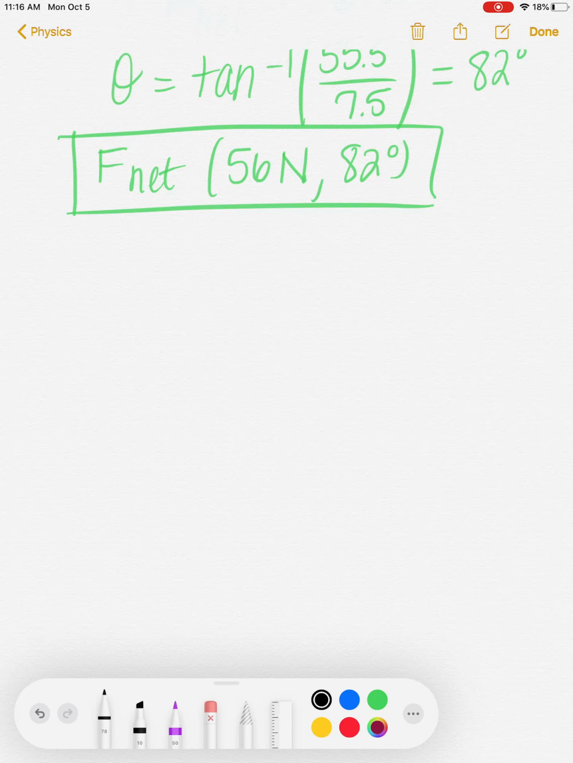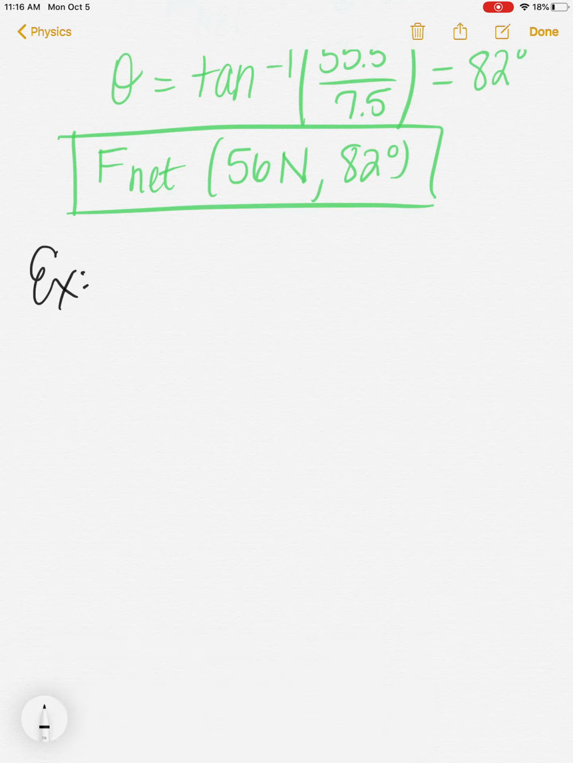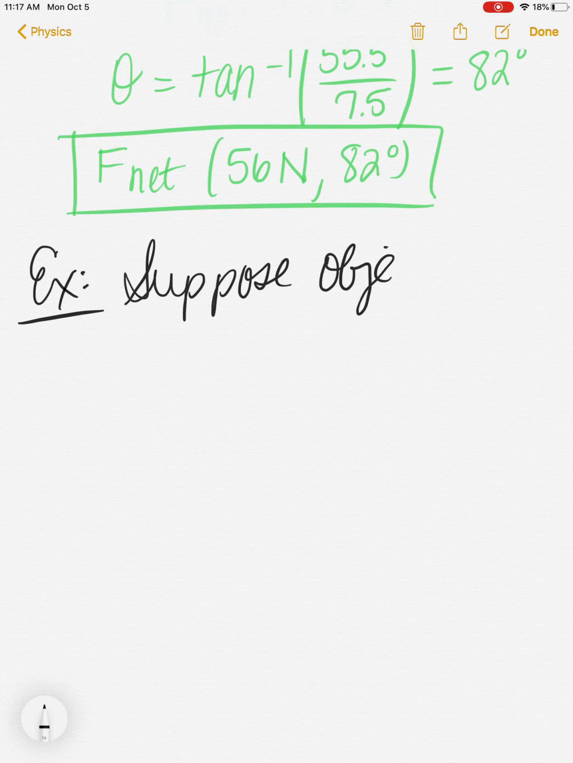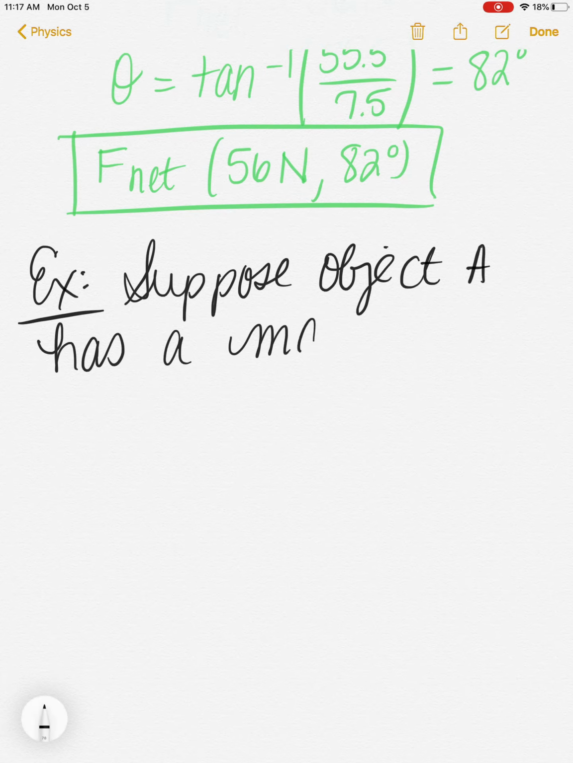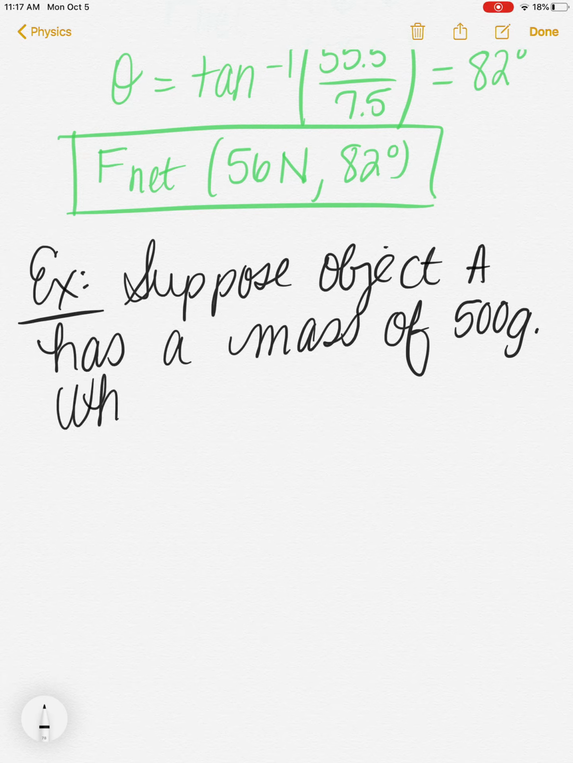Now let's consider another variation of this that could be found on your homework assignment. So suppose object A has a mass of 500 grams. What is its acceleration?